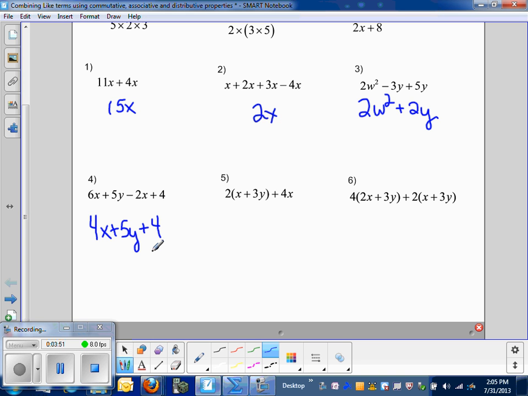Number 5, we have 2 times the quantity x plus 3y, plus 4x. So we're going to use the distributive property. 2 times x is 2x. 2 times 3y is 6y, plus 4x. So now we have 3 terms. 2 of the terms have the same variable, so we can combine them. 2x and 4x is 6x. And a 6y.